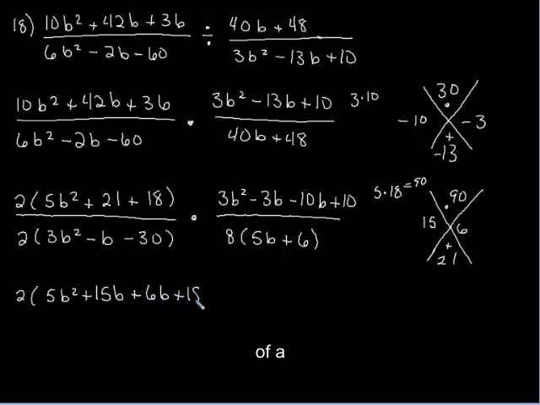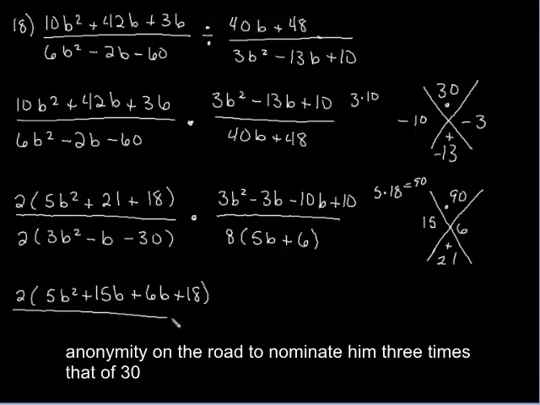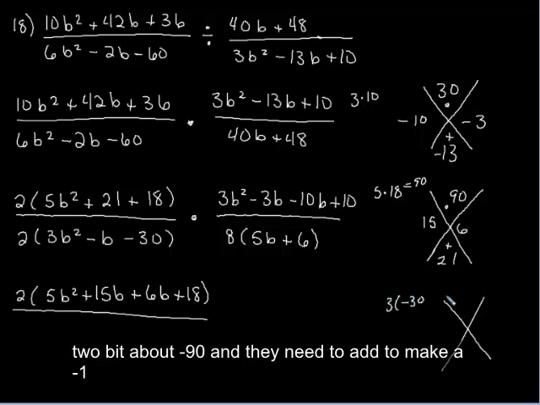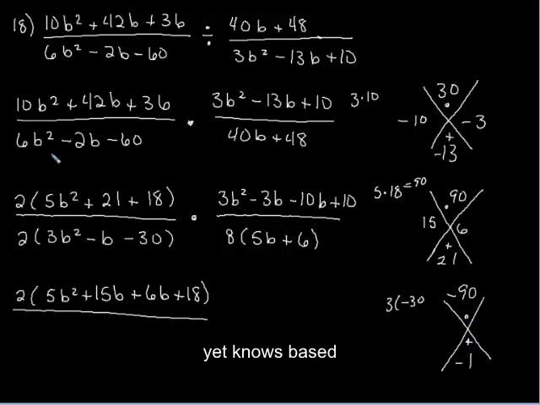I'm doing this top one here, yeah. And then I'm going to do the denominator. 3 times negative 30 is going to give me that negative 90, and I need to add to make a negative 1. Yeah, I'm going to run out of space too. So factors of 90 that'll make a negative 90 and add to make a negative 1: negative 10 and positive 9.